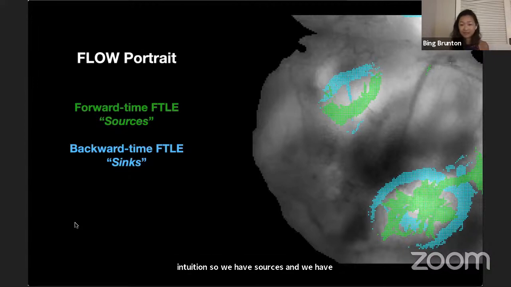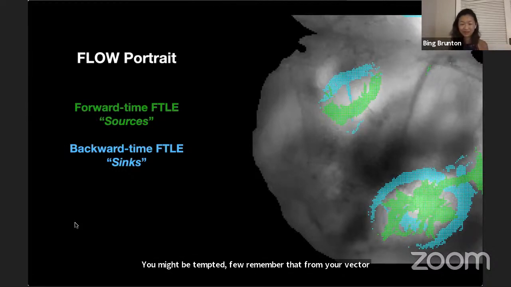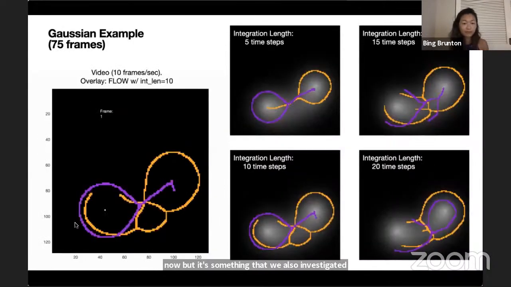If you remember a bit from your vector calculus, you might be tempted to ask how this connects with just computing the divergence of the vector field. It's similar to that, but it's also a bit different. That's something I'm not going to show you right now, but we also investigated exactly how this is different from that analytic approach.